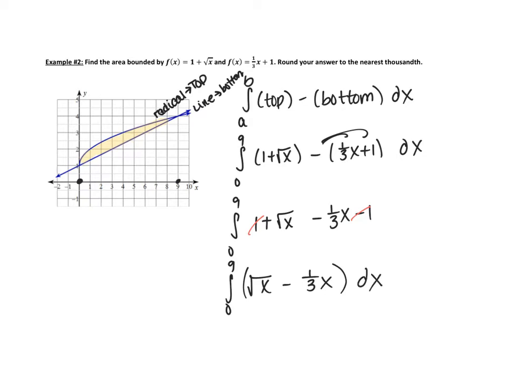So go ahead, pause the video, and type this in and hit resume when you're ready for the answer. All right, I got approximately 4.500, rounding to the nearest thousandth.